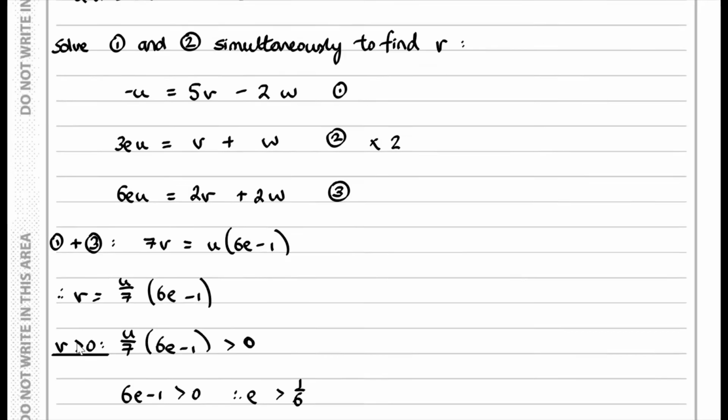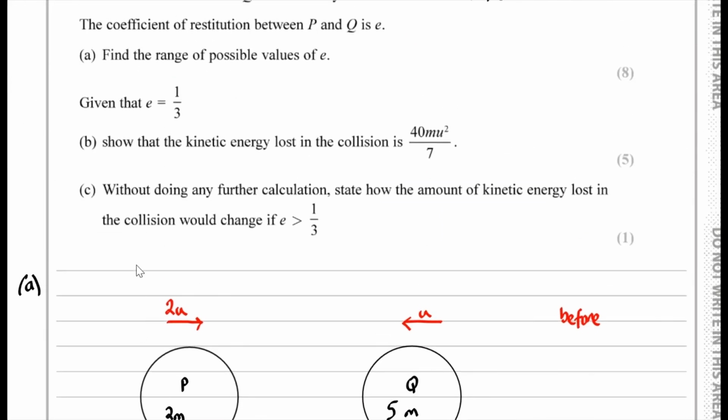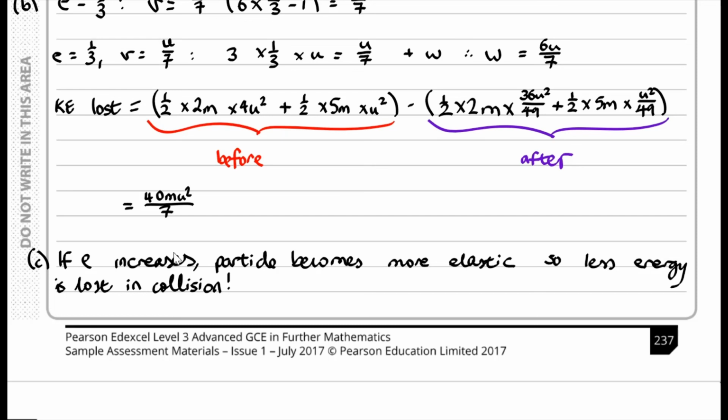And now for part C: without doing any further calculations, state how the amount of kinetic energy lost in the collision would change if E is greater than 1/3. If E increases, the particles become more elastic, so less energy is lost in the collision because they're sort of stuck more together, if that makes sense.